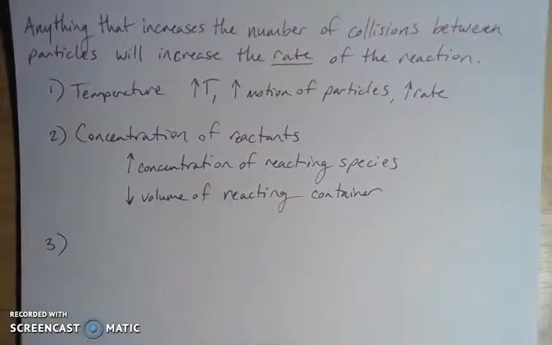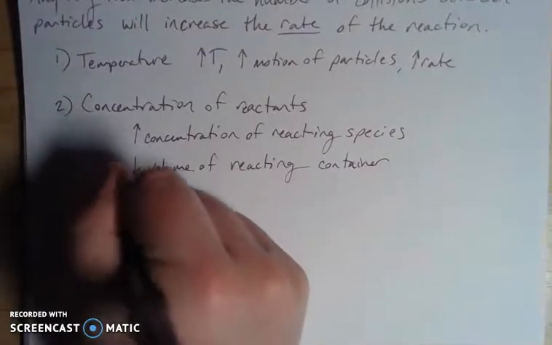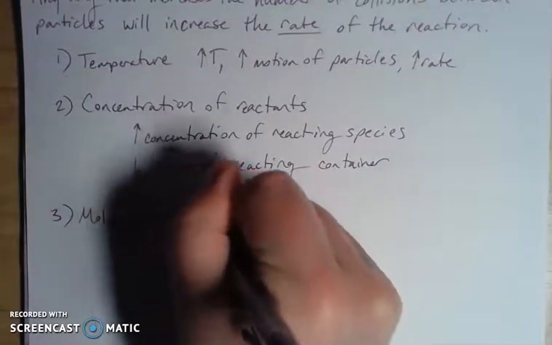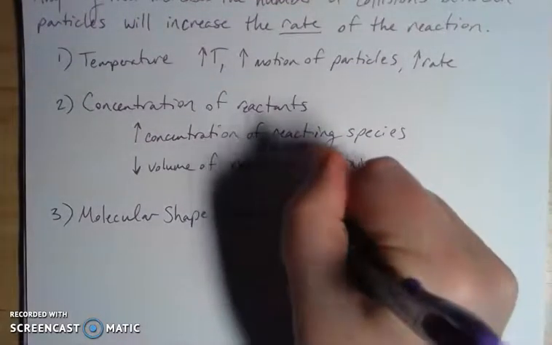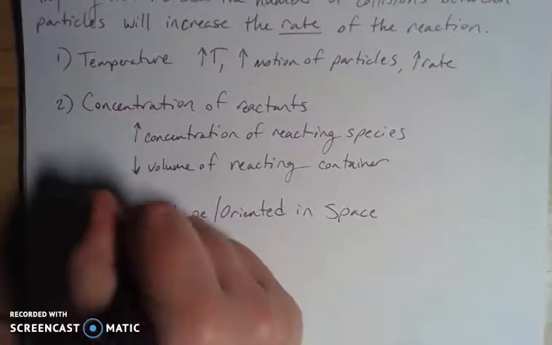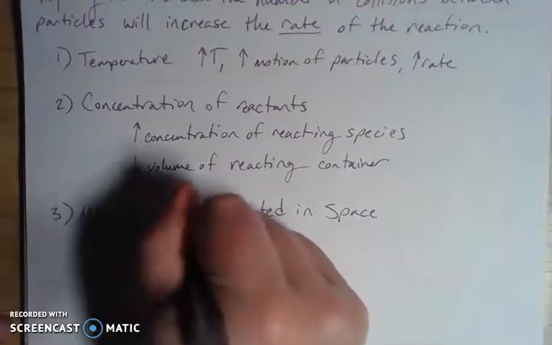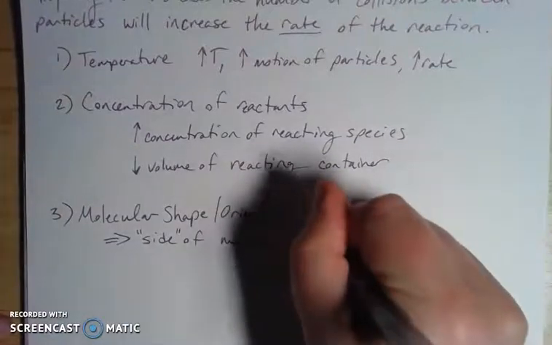The next thing that impacts the rate of the chemical process, again, thinking about collisions, is the shape of a molecule. So molecular shape, or the orientation of the molecule, so the way that it is oriented in three-dimensional space. So molecular shape, or the orientation in space, you have to have the right part of the molecule that is in the right area to collide with the right side of the other molecule, right? So we have to have the right side. And I'm going to put side in kind of air quotations here.